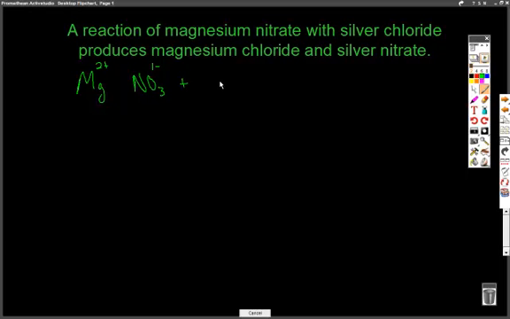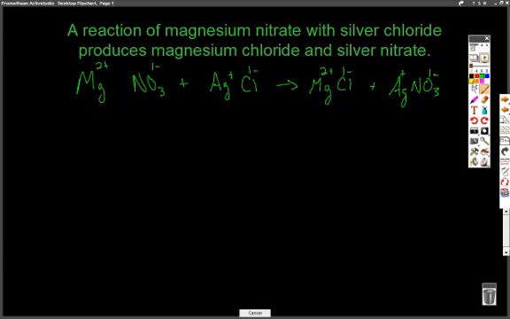We're reacting that with silver, Ag. Charge on that is a +1. And chlorine, Cl. Charge on that is a -1. What we get out of that is magnesium chloride. Magnesium again a +2, chlorine a 1 negative, and lastly silver nitrate. And again, silver being a +1, nitrate being a 1 negative.